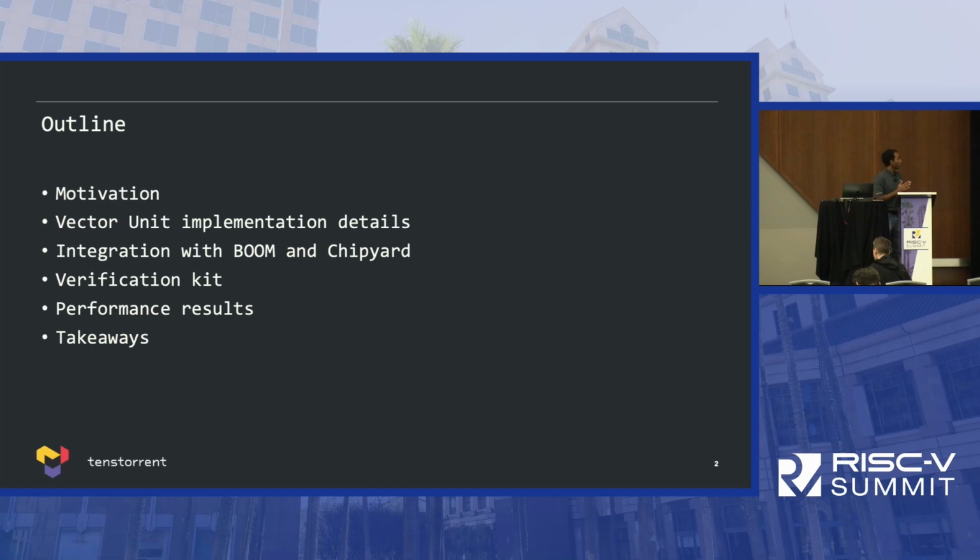So here is the outline of the talk. I'm going to start off with talking about why we did this, and go over some implementation details of the vector unit, talk about why we chose Boom and Chipyard as core and integration environments, go over our open source verification kit, some performance results, and finally conclude the talk with some takeaways.